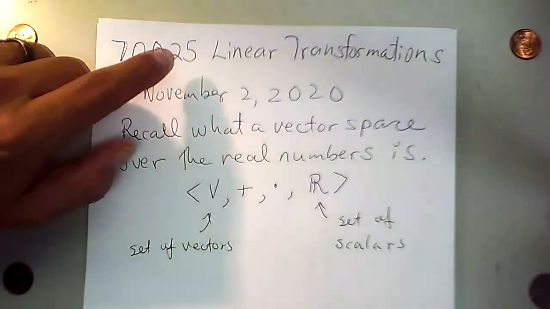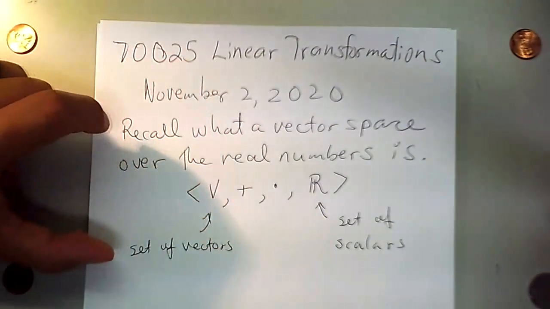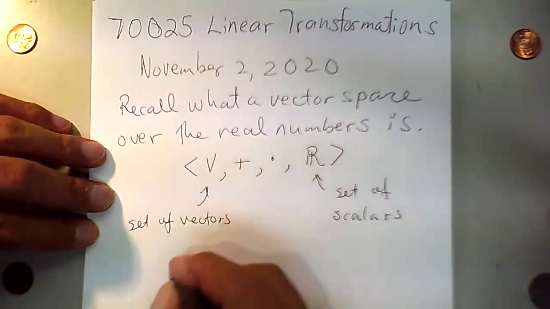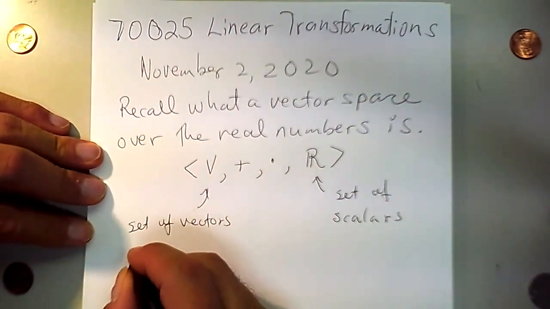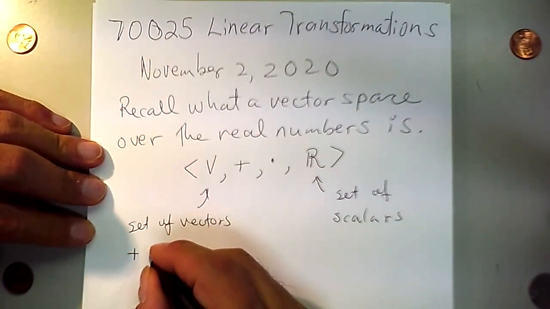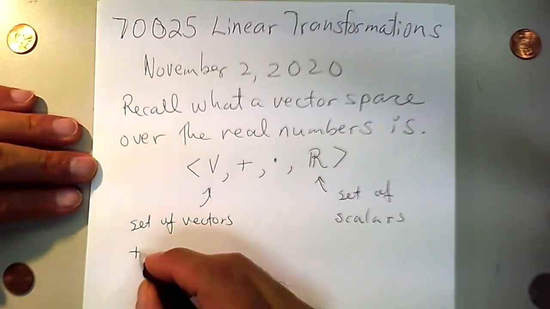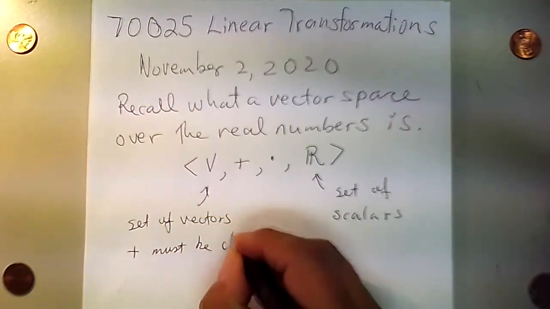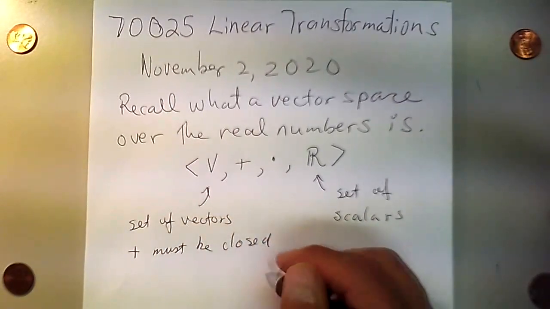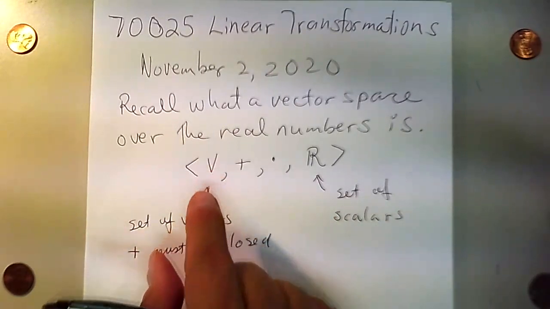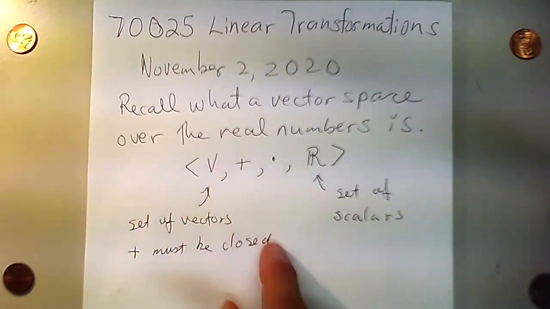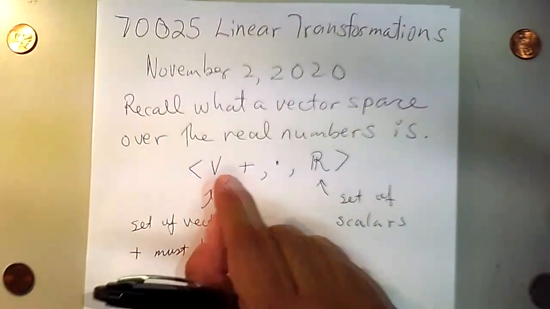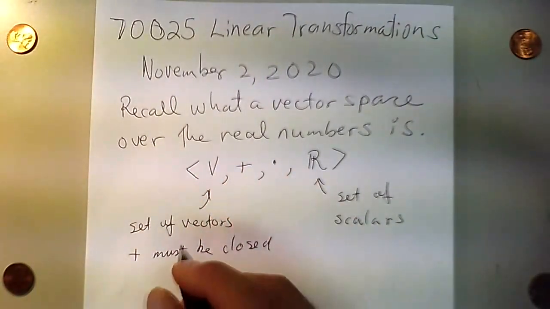So as we get into linear transformations, we have to review what a vector space is. The addition has to be closed. So the addition, I'm just going to abbreviate that with a plus. So addition must be closed. What that means is that if you add two vectors, the result has to be a vector. It cannot spill out over something that is not a vector. So two vectors added together should be a vector.